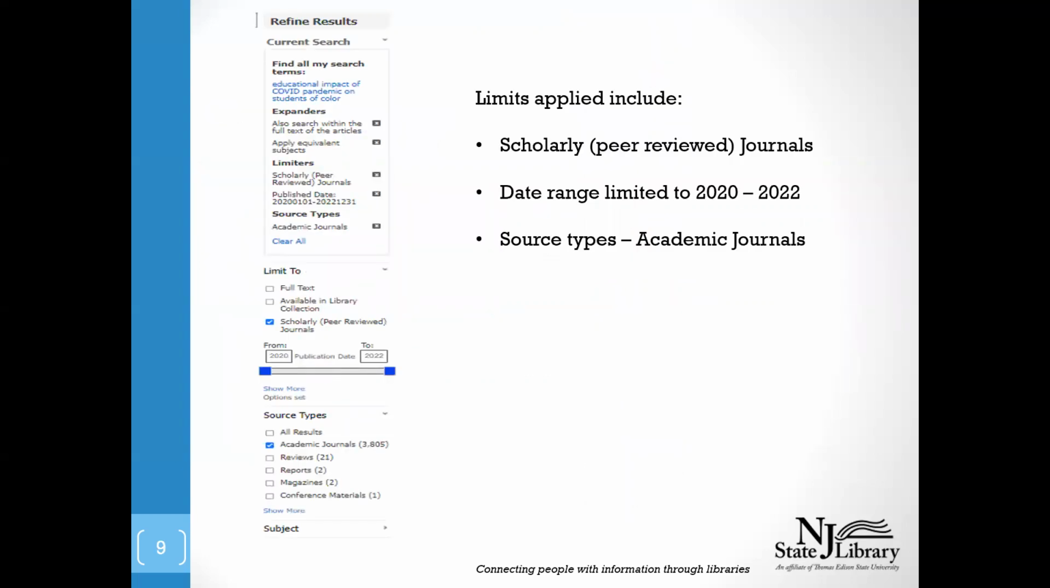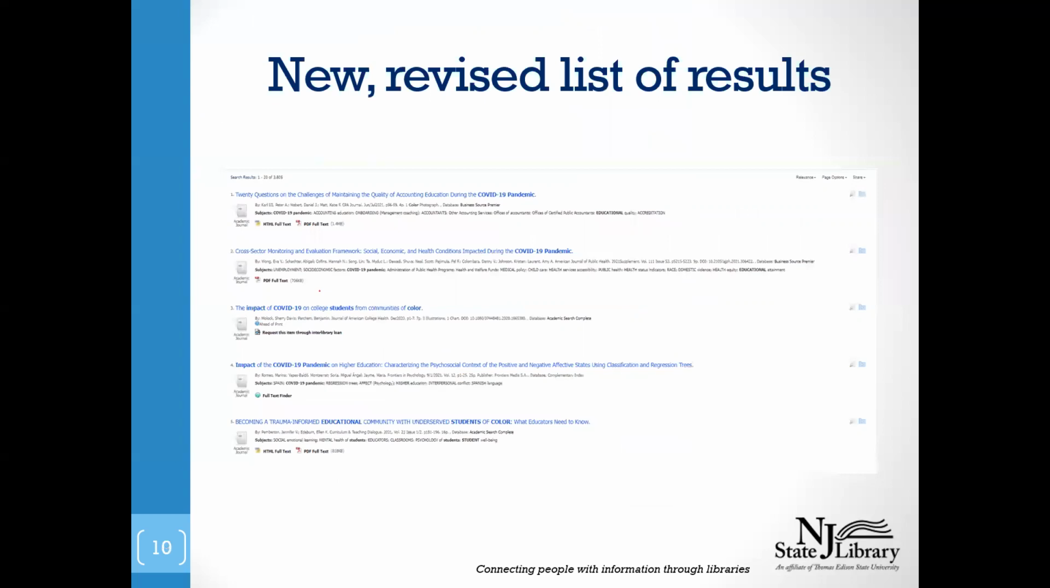Examples of limits we've set for this search include scholarly journals, items dated to 2020 through 2022, and items from within academic journals. With those new limits applied, we've reduced results from an original list of over 11,000 hits to 3,800, which is basically a third of the original total.